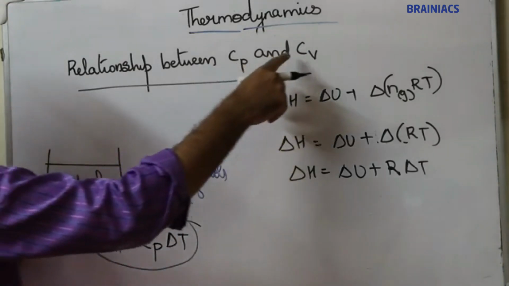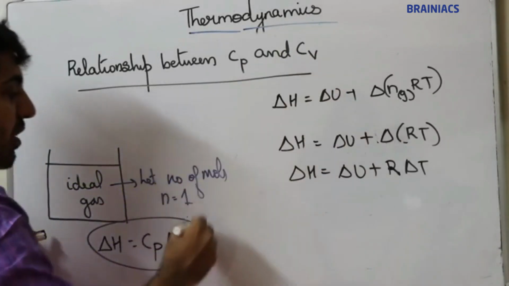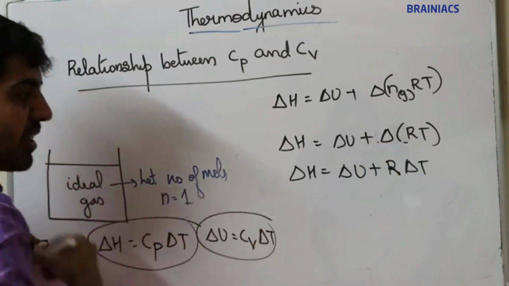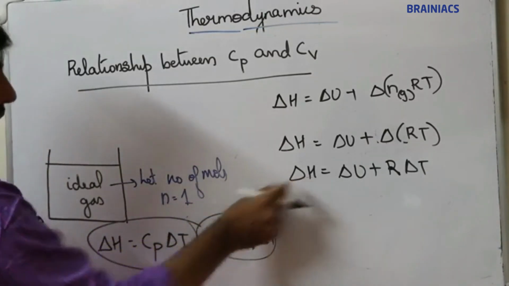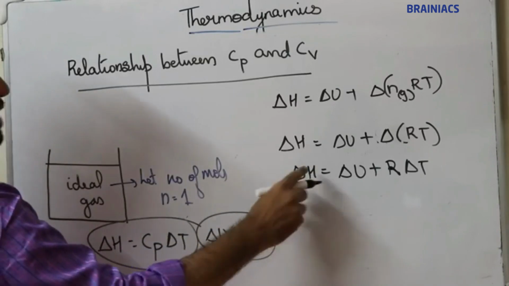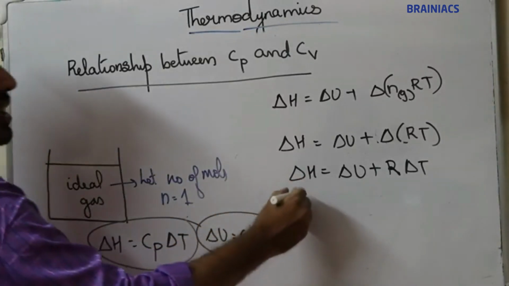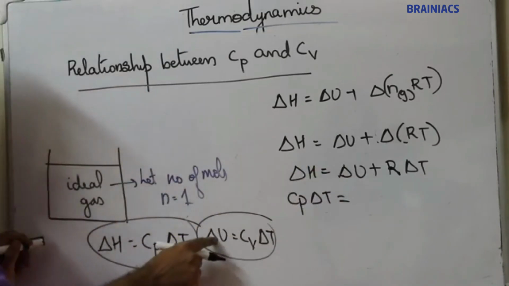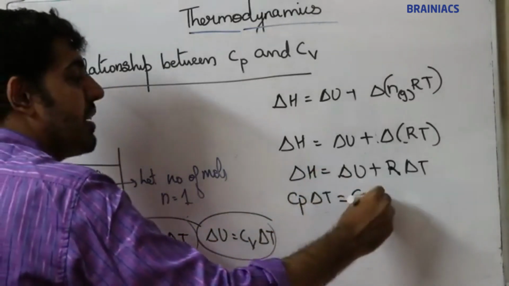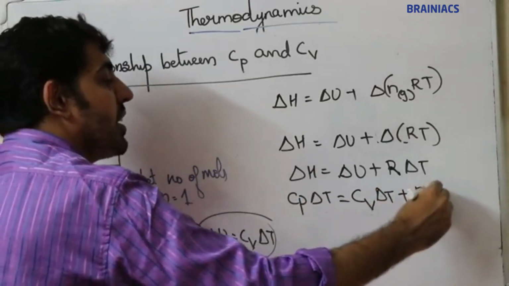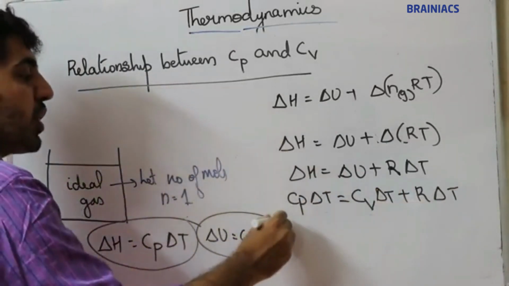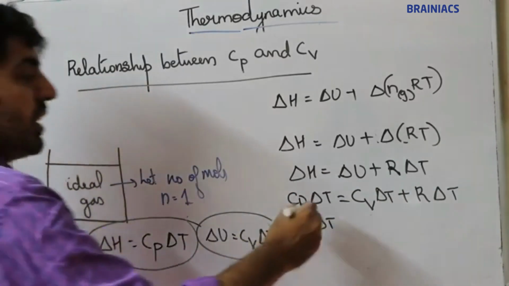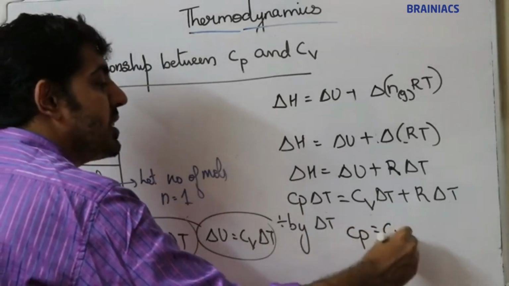Now what is the relationship between delta U and Cv? We know that delta U is equal to Cv delta T. We know this equation, right? So I'm substituting Cp delta T instead of delta H, and Cv delta T instead of delta U. So Cp delta T is equal to Cv delta T plus R delta T. Dividing this equation by delta T, you will get Cp is equal to Cv plus R.